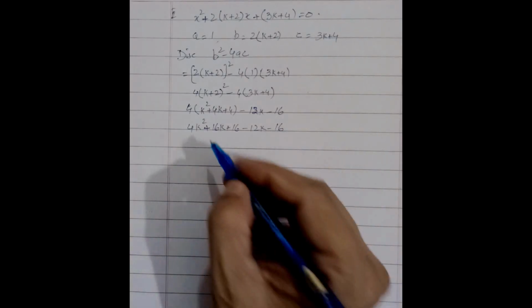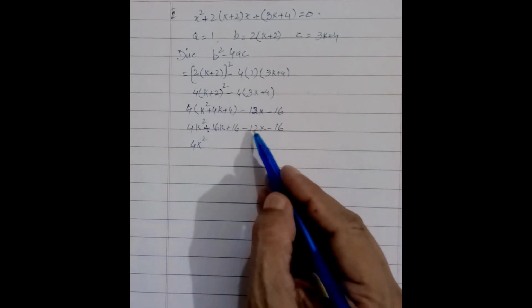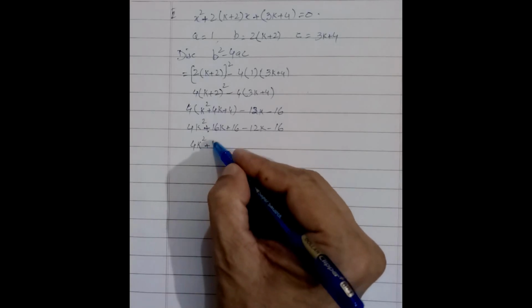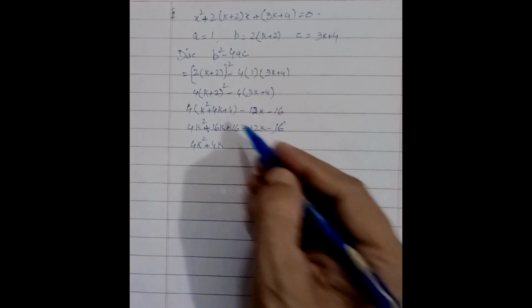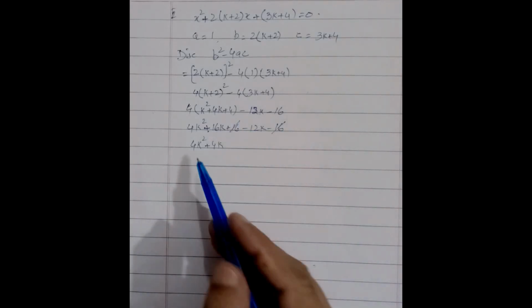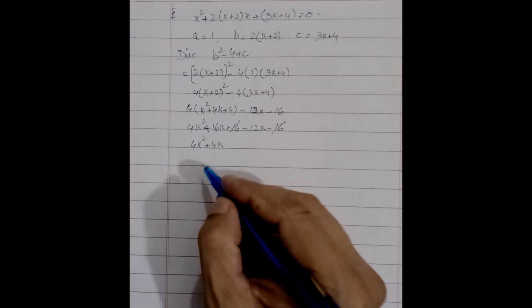Now simplify these values, we get 4k square plus 16k minus 12k, plus 4k, minus 16 plus 16. They are cancelled and it is our value of discriminant by simplifying. And we find that the roots of the equation are equal, so the discriminant is 0.